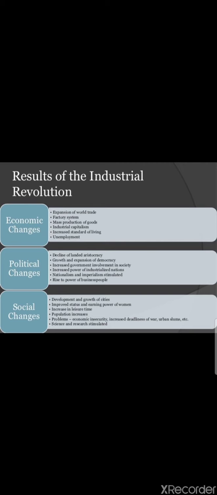Now, come to the last topic of our today's discussion, the economic, political and social impact of the Industrial Revolution. Let's start with the social impact. There was a large-scale migration of workers from rural to industrial areas. With the growth of industrialization, people moved from villages to cities.